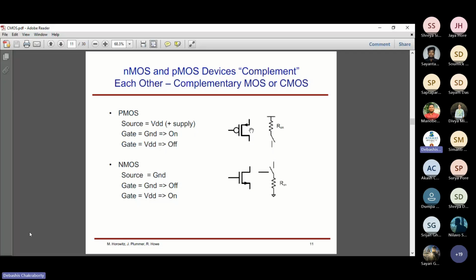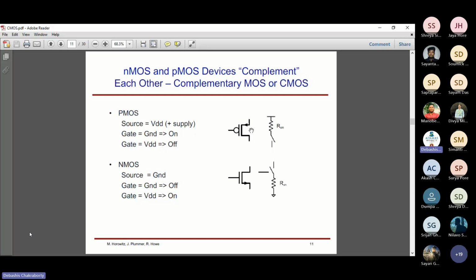So I request all of you to note down the symbol. You may have already noted it down. However, if you have not, you can just write it quickly. You should note down the symbol, and also you should note down the behavior. Now just see the title of the slide.